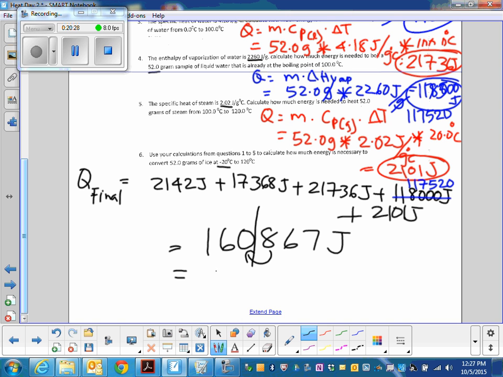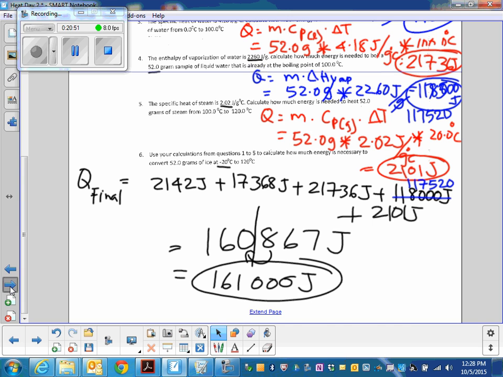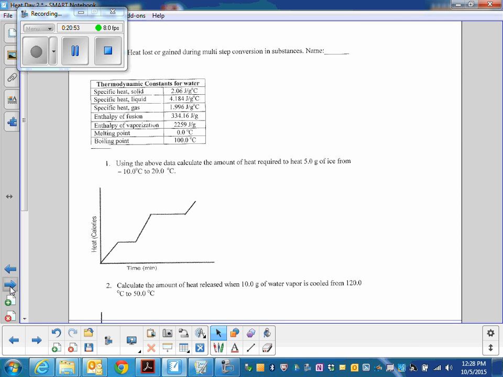So which makes my answer 161,000 joules. Is that pretty good? That's my total amount of heat energy required to change the temperature from a negative 20 to 120. Is that clear? Now, let's go to the next page.